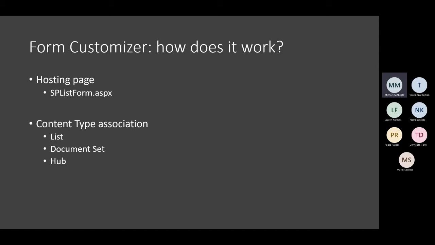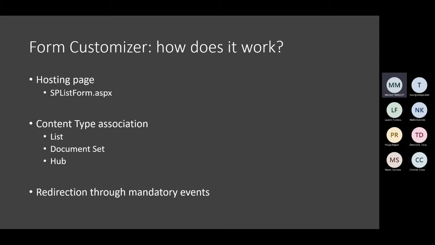And in order to make it work, like I said, you have to associate your components with a content type, which can be at list level, at document set level, or through the content type hub. And of course, if you link your components to your content type hub, all the content types that inherit from this hub will also get this custom component. And this form customizer brings you some context events that I'll show you right now through a demo.